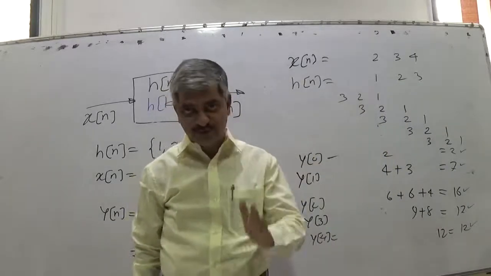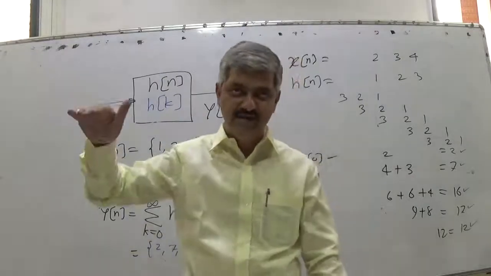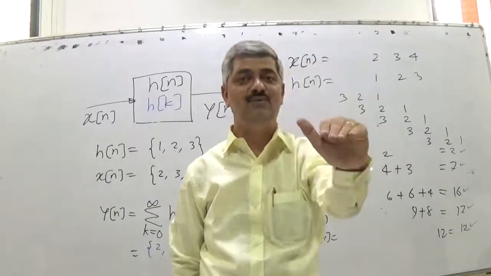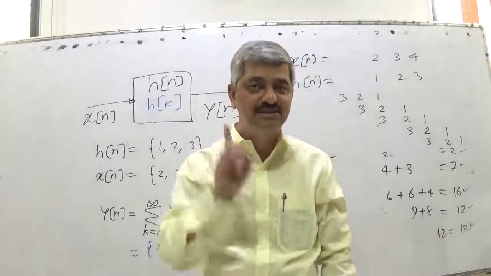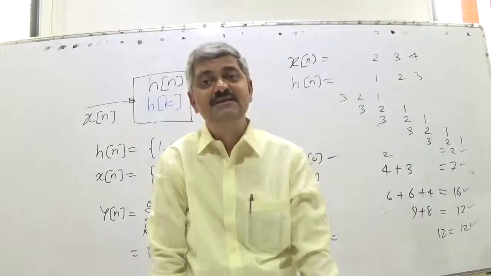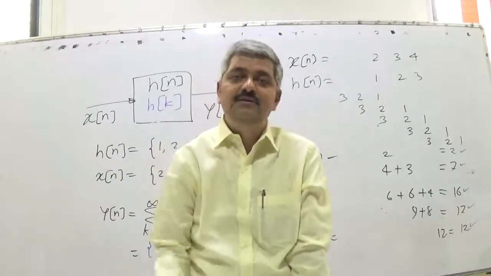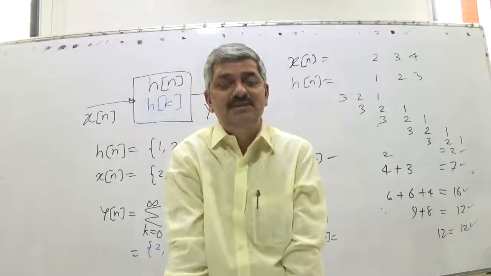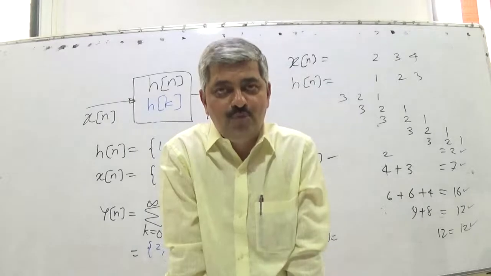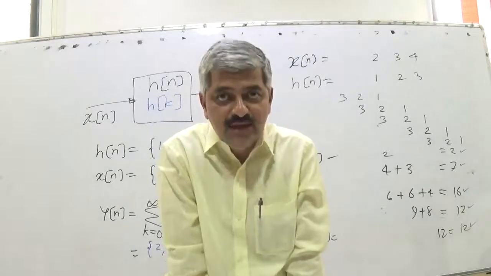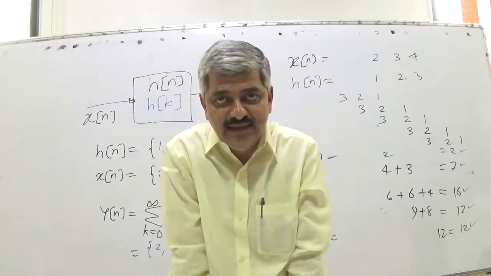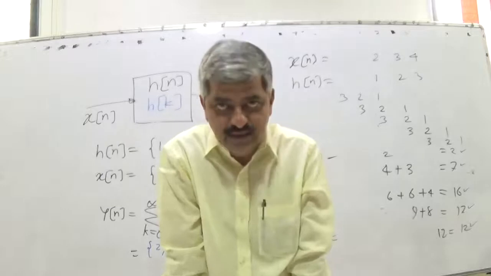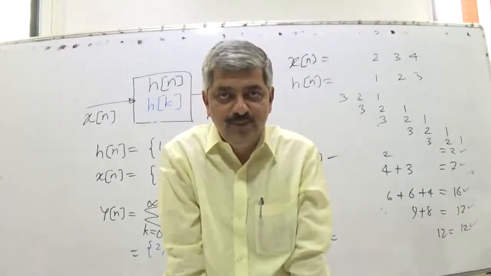I again repeat because this is the crux of this entire subject. An input sequence is coming, and the output sequence generated by the system is the convolution of the input sequence with the system sequence. What is the system sequence? It is the sequence which is there for a given system. System sequence tells the contribution, or proportion, with which the input received k samples ago contributes to the current output.